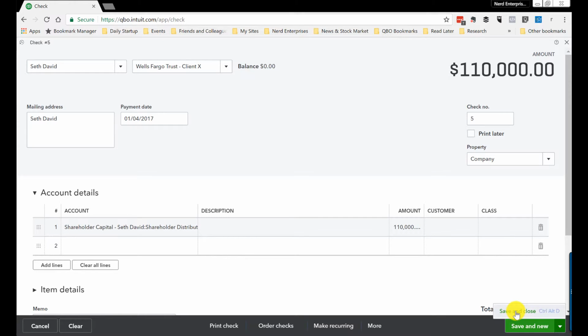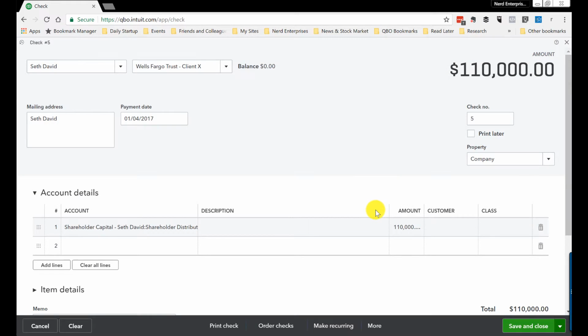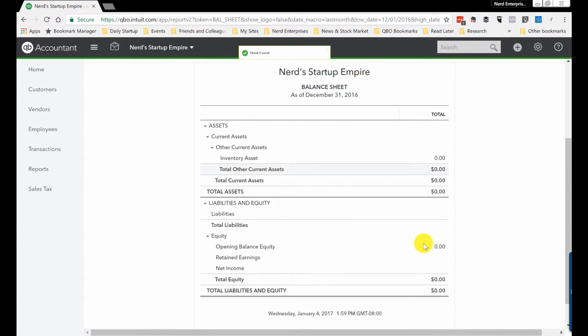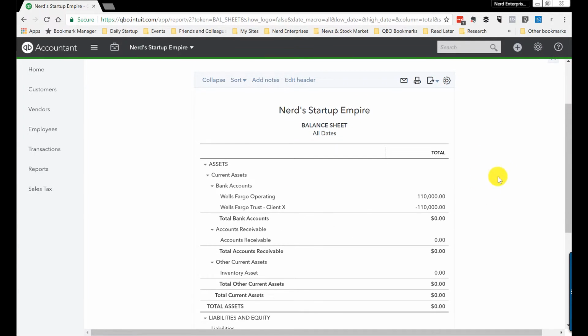I'm sucking equity straight out of the business. I'm draining the business, literally draining the lifeblood of the business, taking out its cash and taking it out in the form of an equity distribution. And look what happens to my balance sheet. Let me go back to all dates, run report.